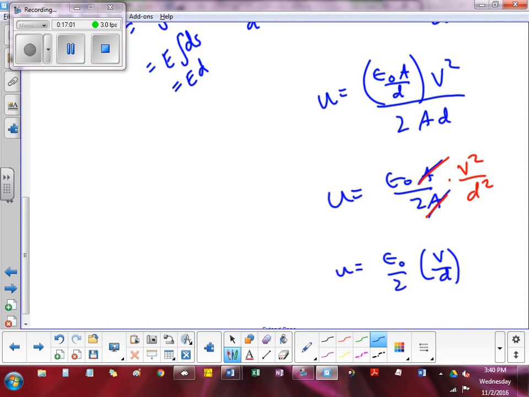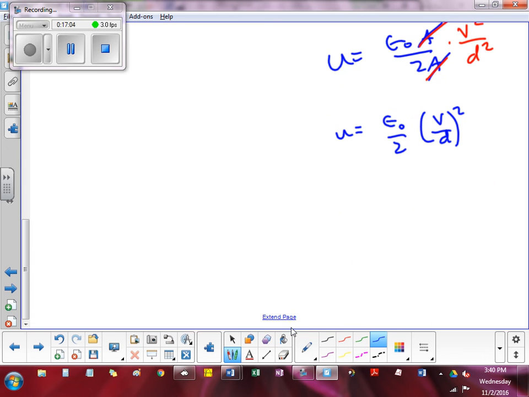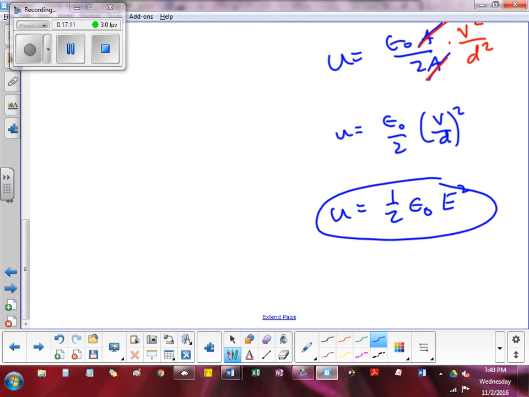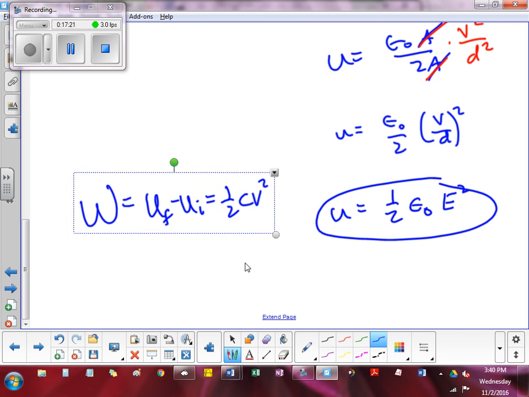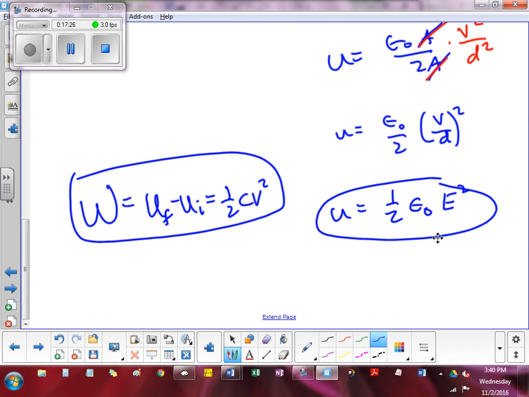And then we just got done arguing that that's E. So you basically end up with this. U equals 1/2 epsilon naught, and then this is E squared. So if the work or the potential energy stored in the field is 1/2 CV squared, right, for a parallel plate capacitor, then the energy density is basically 1/2 epsilon naught E squared. So what's nice about these two formulas is they look quite similar, and that might be confusing, but it might also be helpful for memorization purposes.